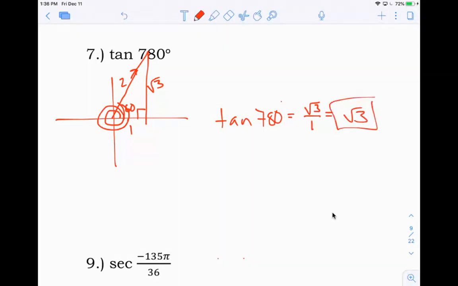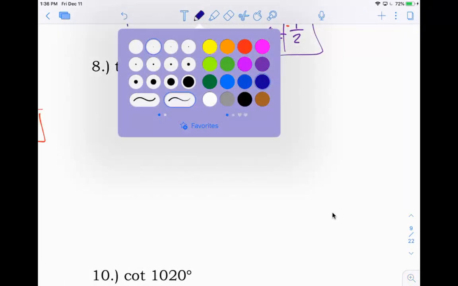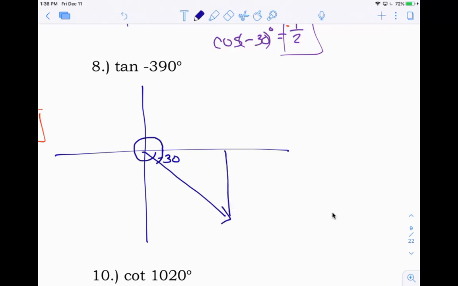All right, moving right along. We've got tangent negative 390, also over 360, but this time in the other direction. So we've got 360 this way and an additional 30 this way. So this is 30 degrees negative now, which means it's the same thing as a tangent 330, positive 330.